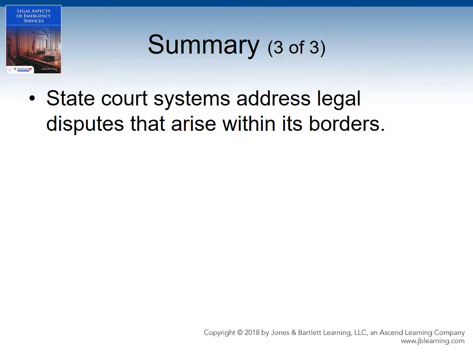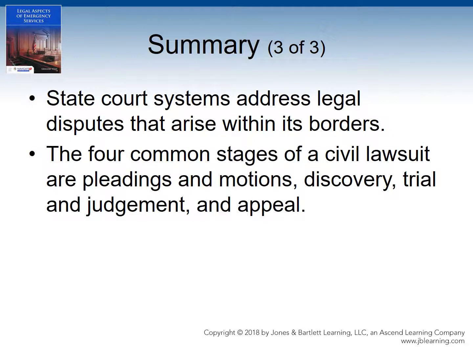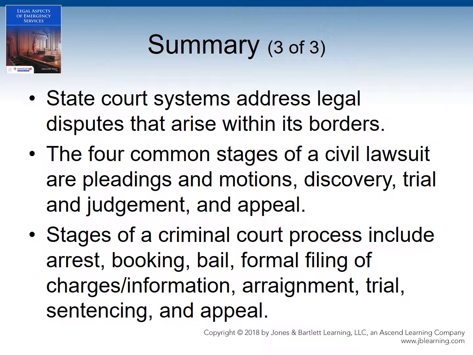We also explored the different processes between civil and criminal courts. There are 4 common stages of a civil lawsuit: pleadings and motions, discovery, trial and judgment, and an appeal. The stages of a criminal court process include arrest, booking, bail, formal filing of charges, information, arraignment, trial, sentencing, and appeal.